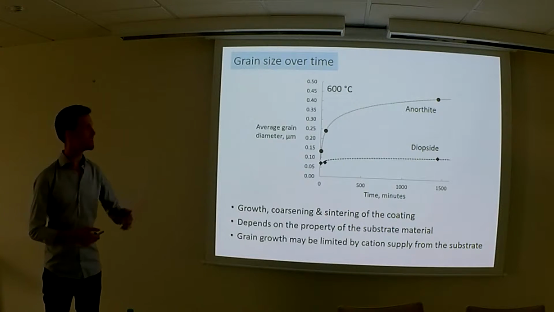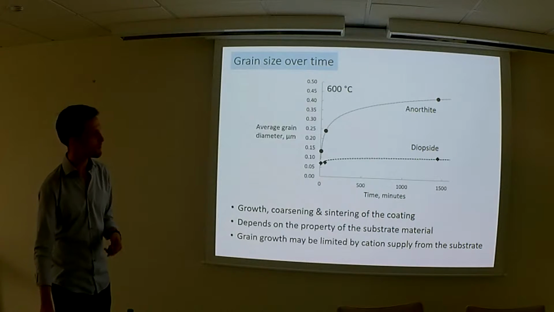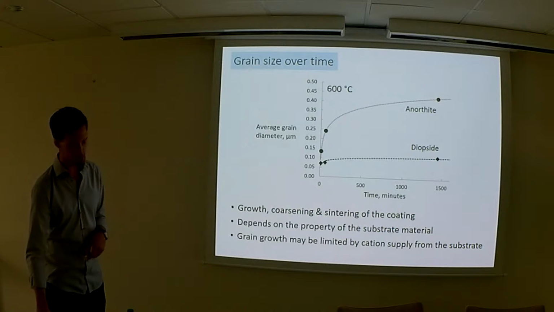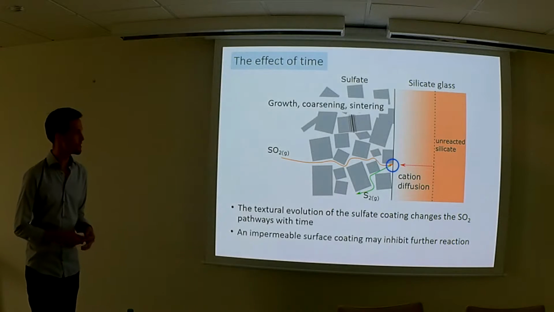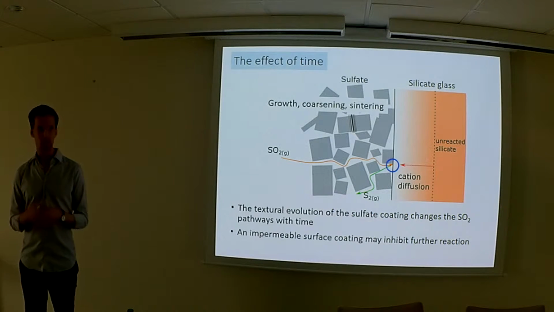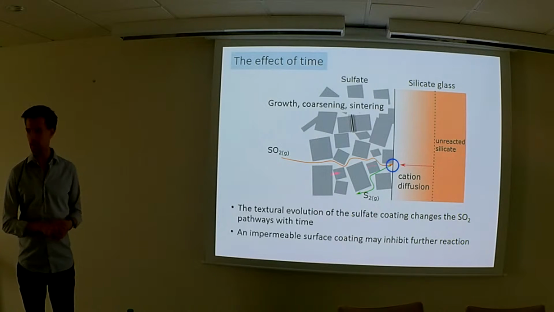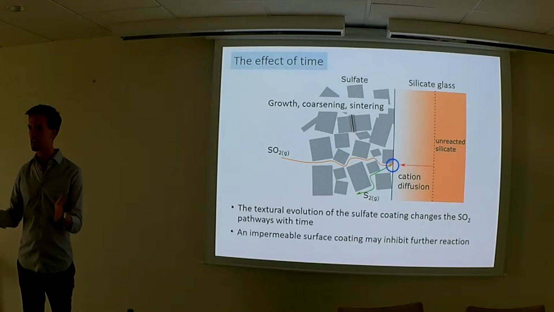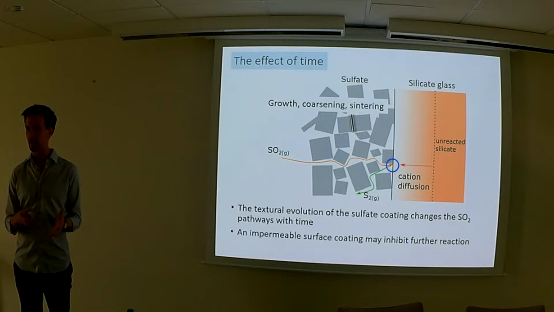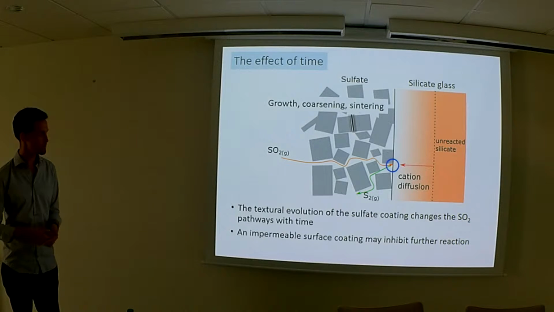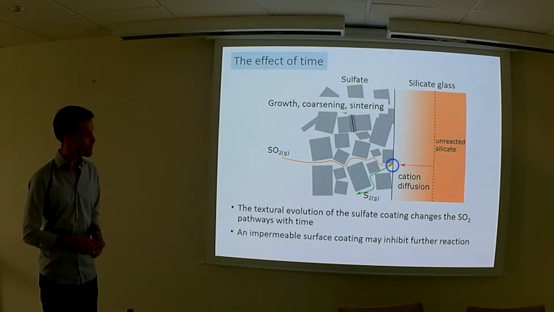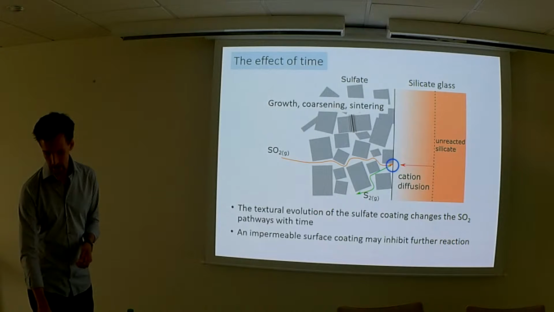So our conclusion from this observation initially was, well, if the growth slows down so quickly, maybe it's actually the sulfur dioxide that doesn't get through. As the layer gets thick, it simply isolates the sulfur dioxide from getting to the silicates. So this is what happens with time.